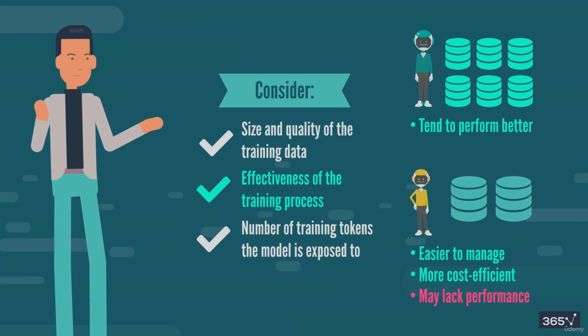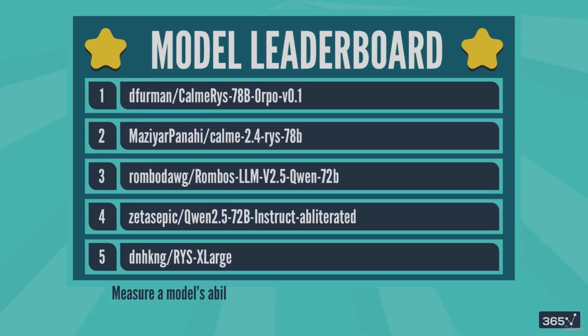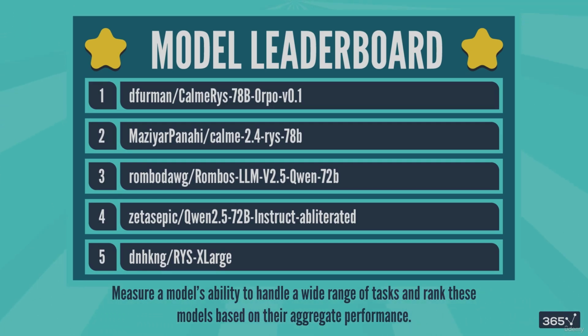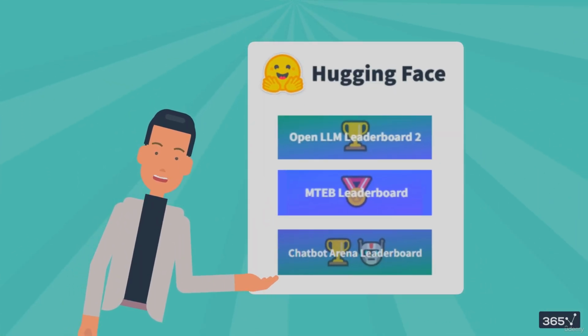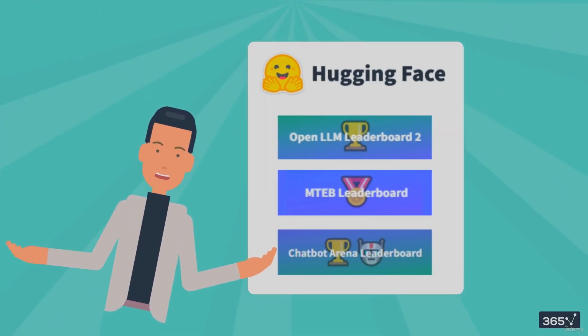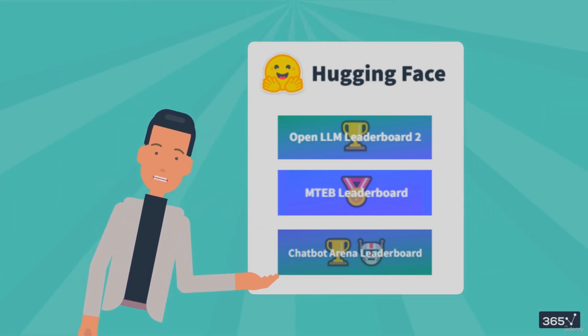applications. And finally, you should consider performance benchmarks and leaderboards. They measure a model's ability to handle a wide range of tasks and rank these models based on their aggregate performance. Hugging Face's Open LLM leaderboard is one of the most popular leaderboards. It provides a comprehensive overview of the top-performing AIs.